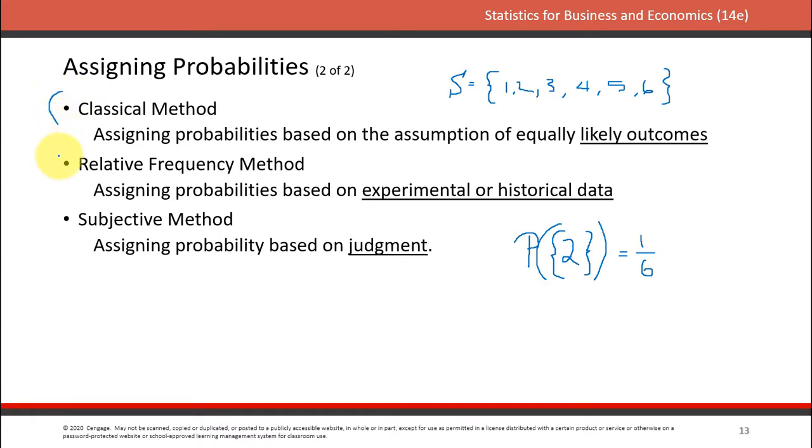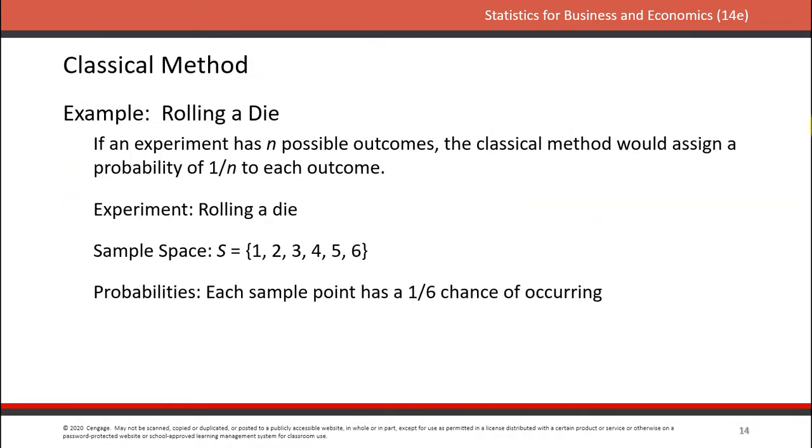So there's what's called the classical method, which is what we actually did here. And then there's something called the relative frequency method. And then there's something called the subjective method. So let's take a look at these and see what they mean. Like we said, the classical method is basically what we just used, and here's the example that we just talked about.